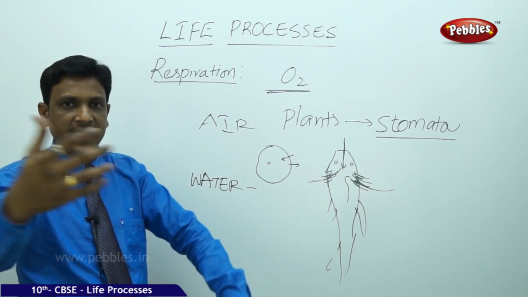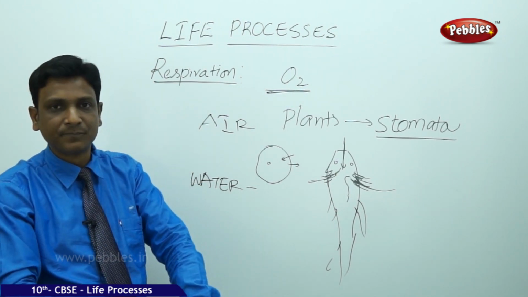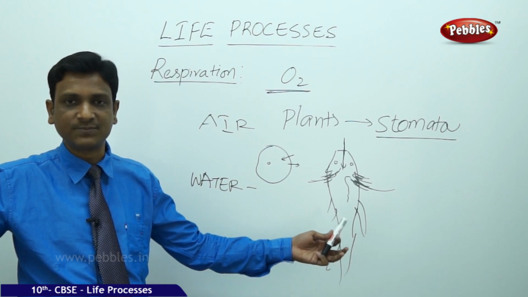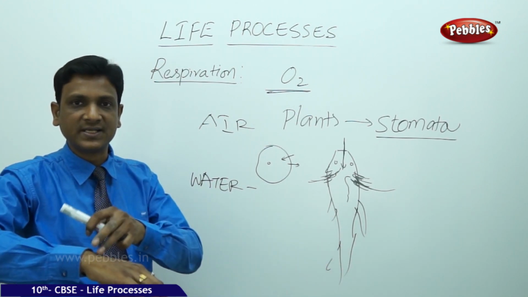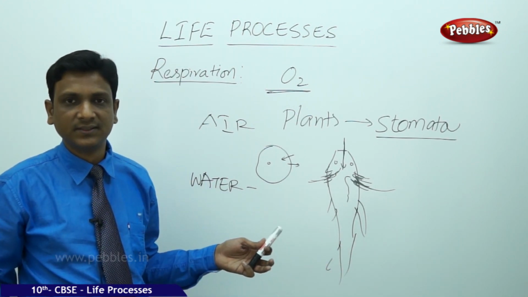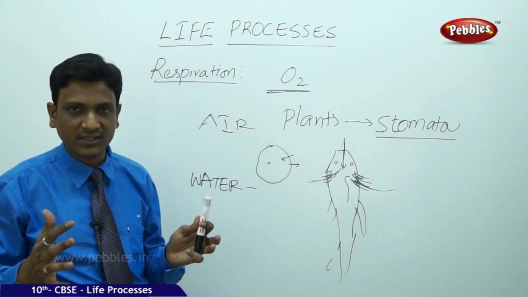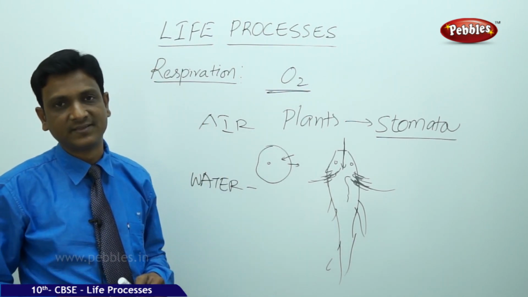We cannot take the oxygen through our skin. Our skin has a large surface, it is exposed to the air. But from the air, our skin cannot take any oxygen. The air has to go into some structure in which the diffusion of gases takes place.